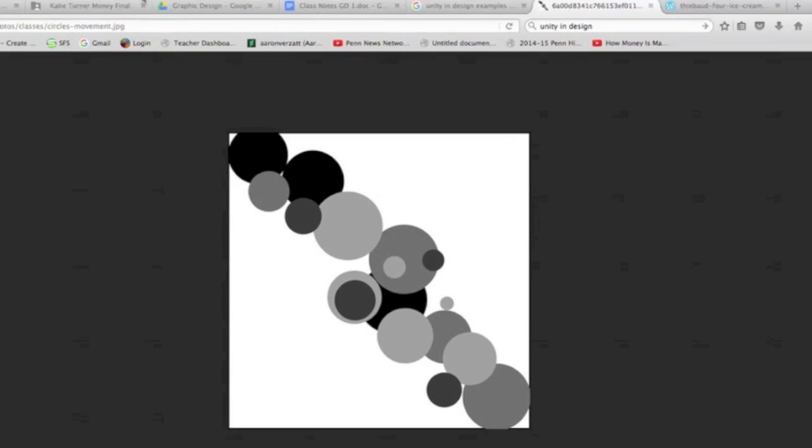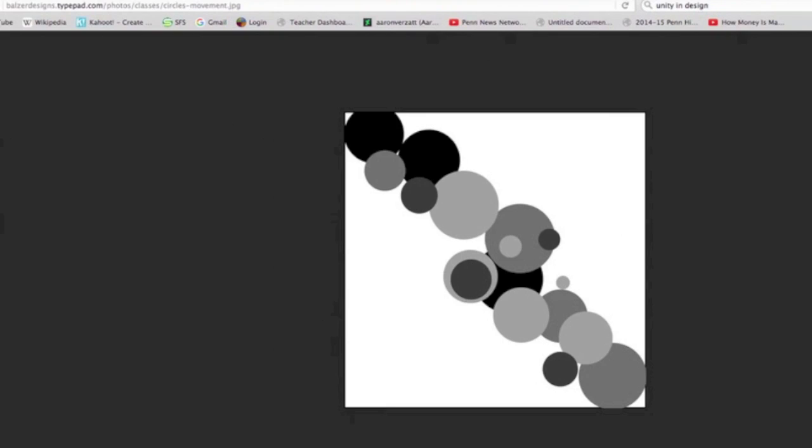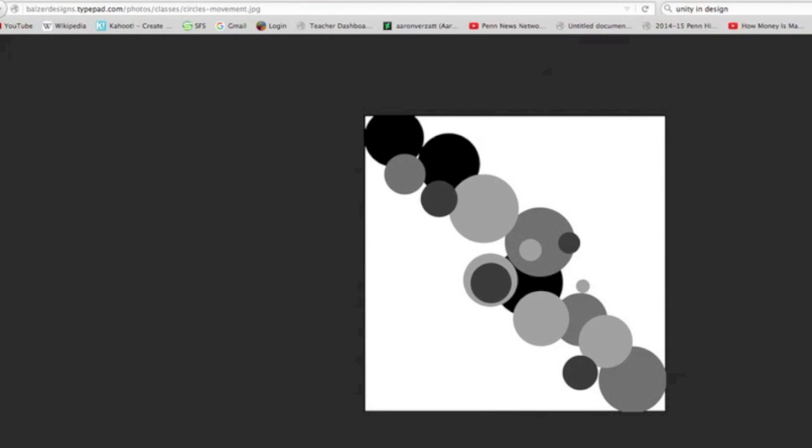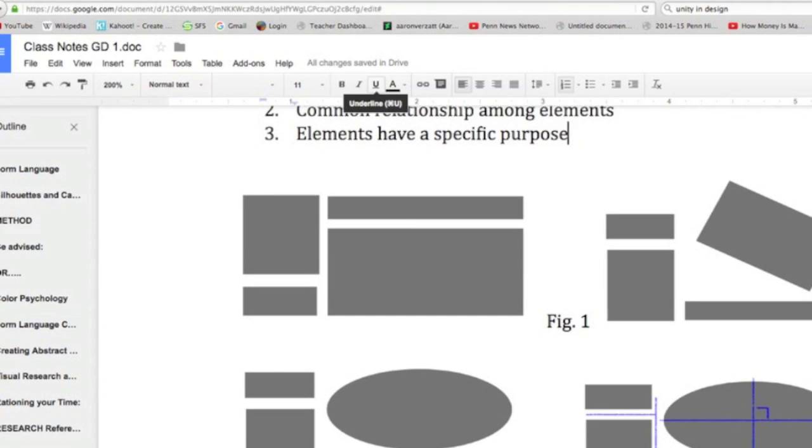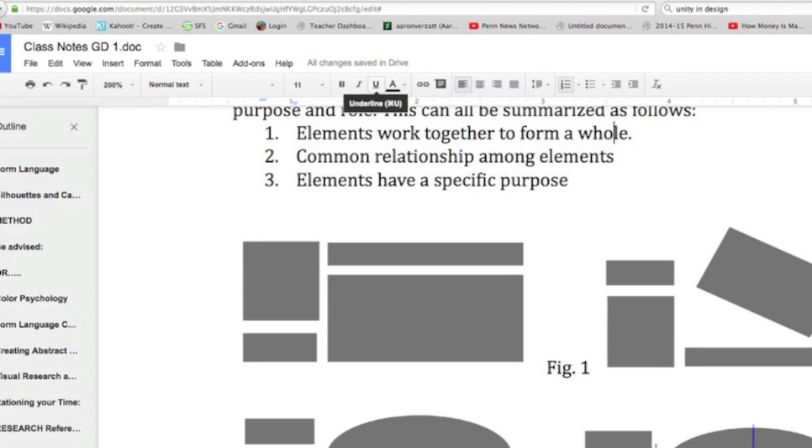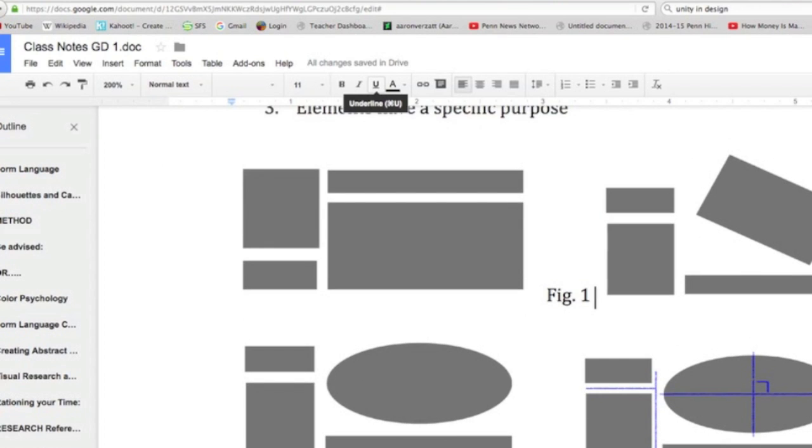All right. So what we've just addressed are the first two. One, how does it work together as a whole? And two, how do they rely on each other? How does it form commonality? Let's go to three. Number three. What is the third element of unity? And that is the elements have a specific purpose.